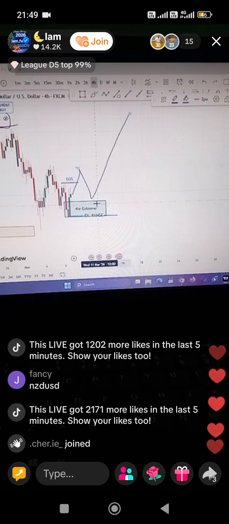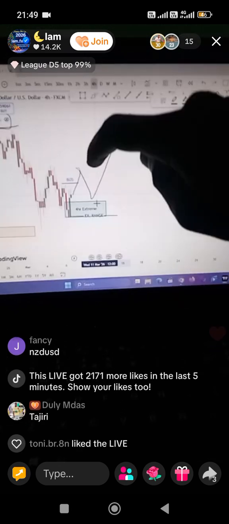We have a bullish indecision candle on the daily time frame. That means the market might continue selling.